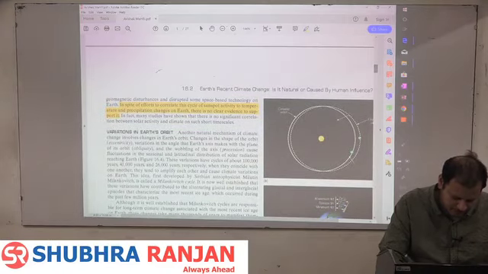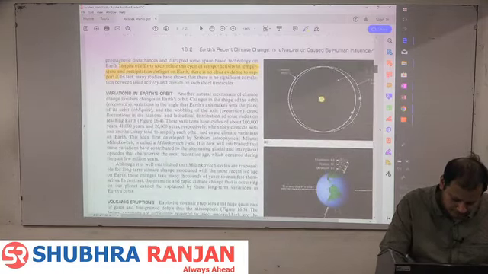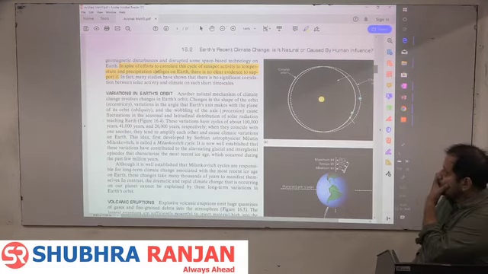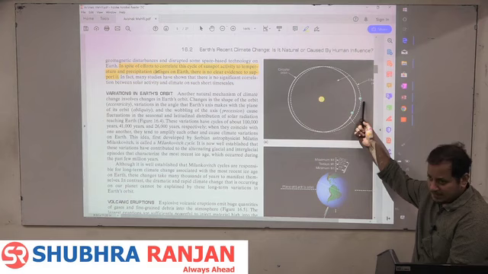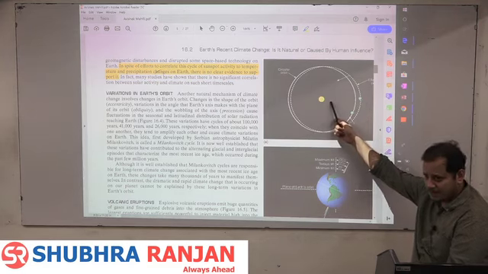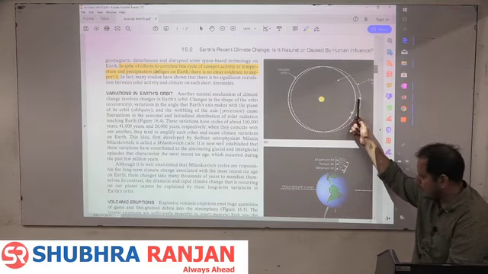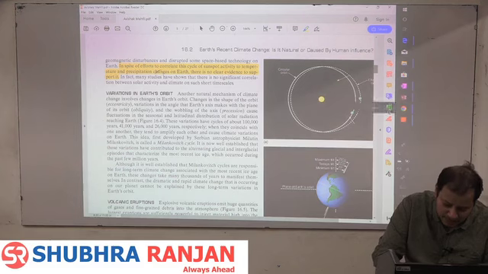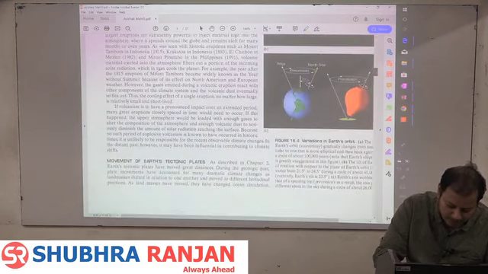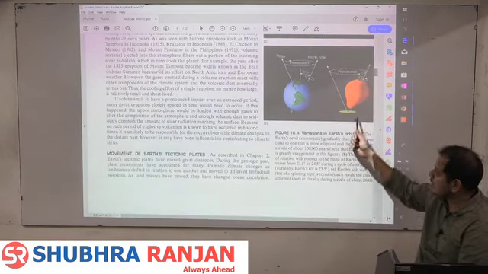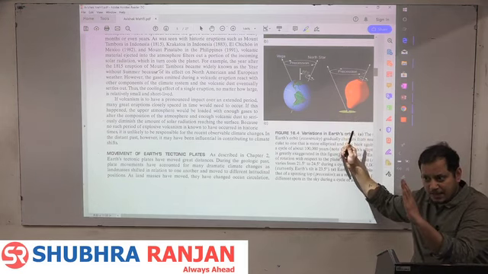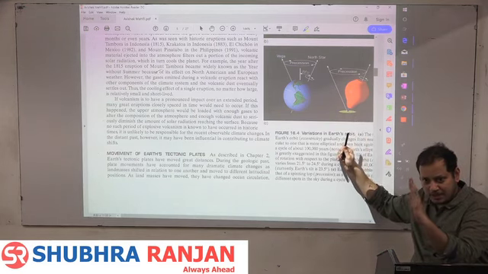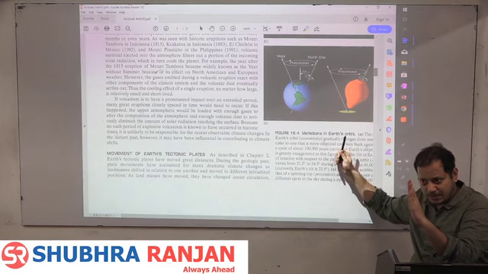Second is variation in the Earth's orbit. See, this is the elliptical orbit, and because our Earth's orbit is elliptical, sometimes the Earth will be nearer to the Sun, sometimes far away from the Sun. Even the tilt of the Earth keeps shifting, and because of the tilt of the Earth, we have days and nights. If the Earth's tilt changes, the length of the days and nights will change.